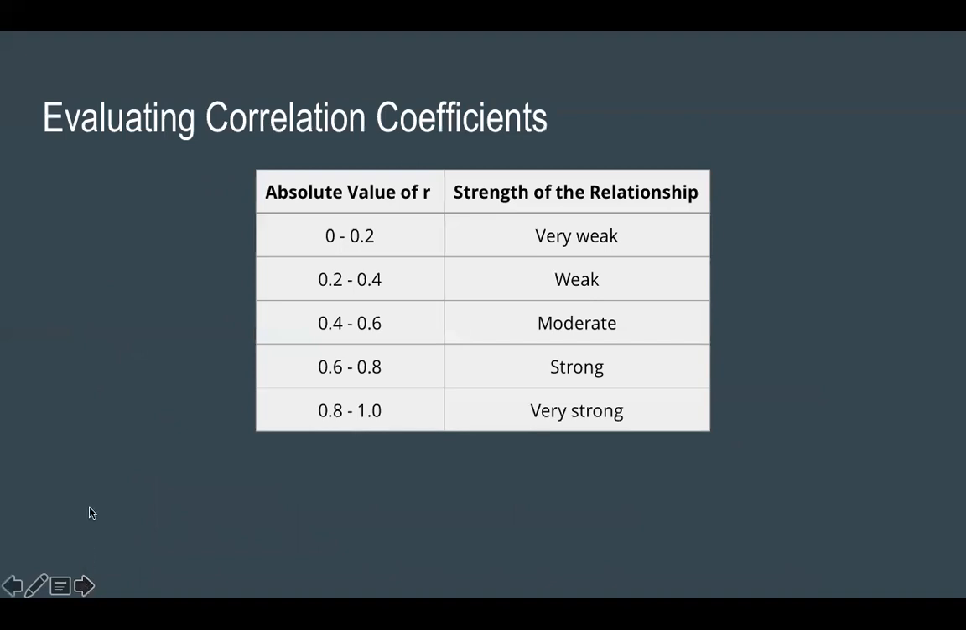Here's a chart to show how you can evaluate correlation coefficients. It shows how we can define the strength of the relationship corresponding to the absolute value of R, whether very weak, weak, moderate, strong, or very strong. It's also important to know that these categories are exactly the same if you put negative signs on both numbers. The strength of the relationship doesn't depend on whether it's positive or negative.